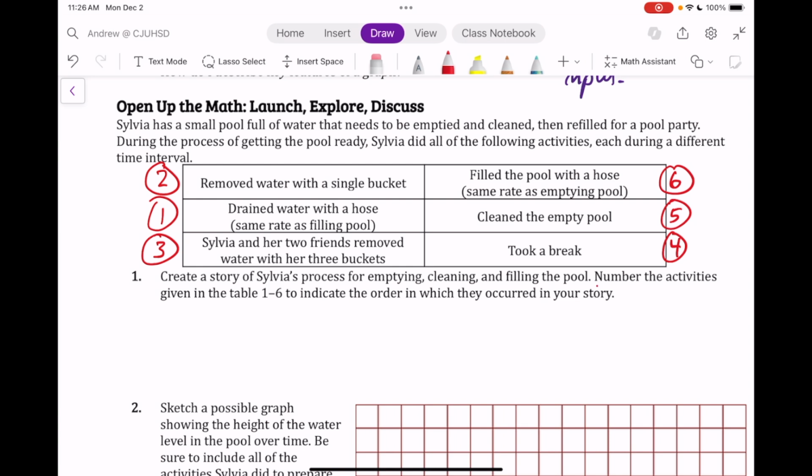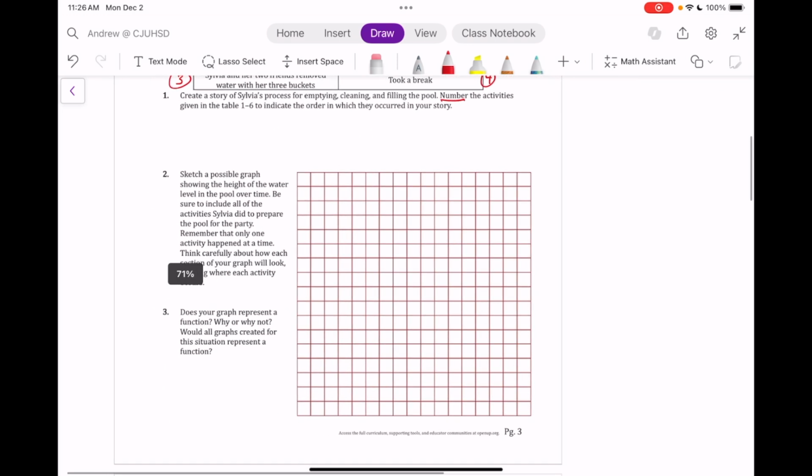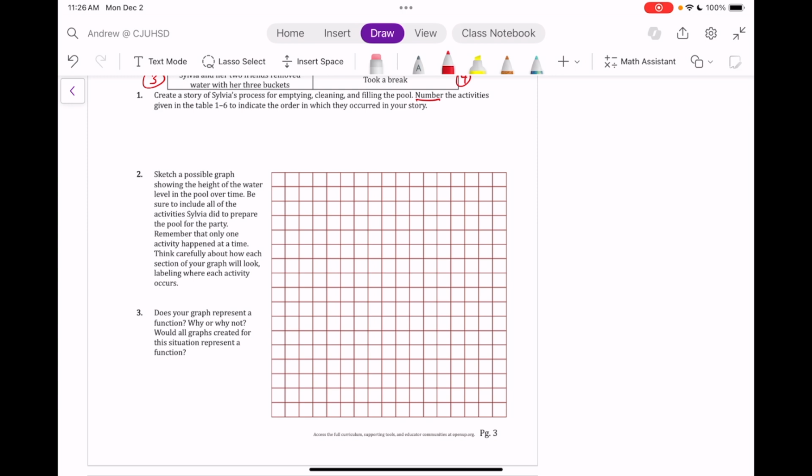So we've done number 1. We've numbered the activities to indicate the order in which they occur in the story. So now we're going to use this graph to plot that out. Now, there's no numbers on this graph. It's just an overall impression or interpretation of what might have happened.